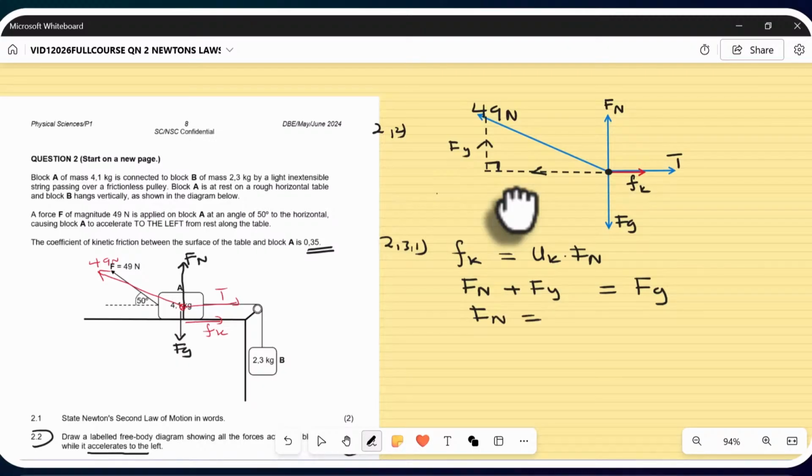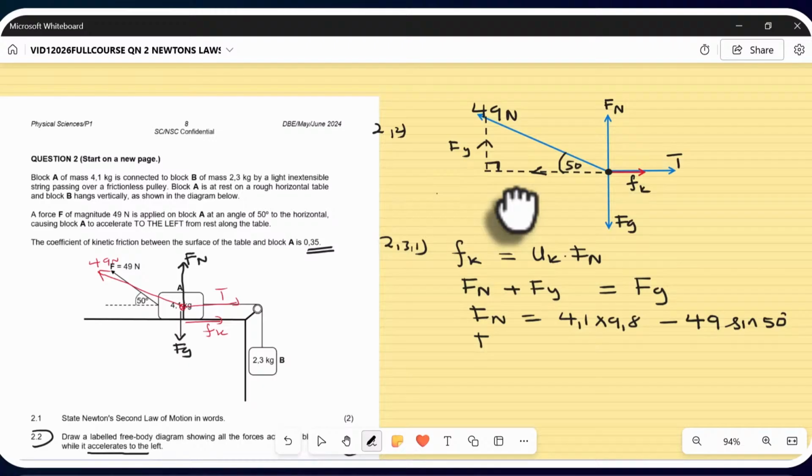Now this angle here is 50 degrees, and because Fy is opposite, I'm going to use sine of 50. So this is 49 times sine of 50 degrees. So here, calculators, what's your normal force? What did you get there? Here, my calculator gives me 2,64 as my normal force.